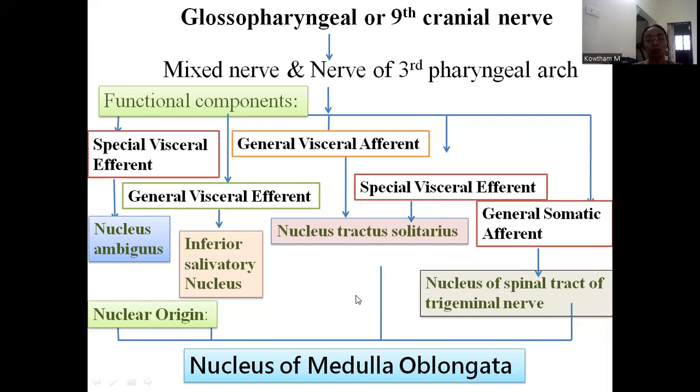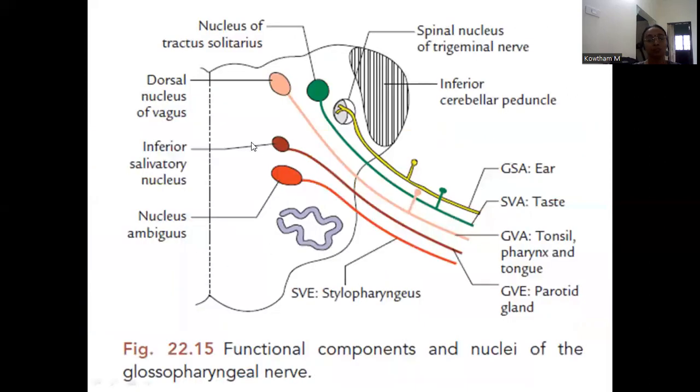The next slide is about the course and relations of the glossopharyngeal nerve. Before going in, this is a section of the medulla at the level of the inferior olivary nucleus. You can see the nucleus ambiguus, inferior salivatory nucleus, dorsal nucleus of vagus, and nucleus tractus solitarius. These elevations are the pyramid, olive, and inferior cerebellar peduncle. Now, the rootlets of the glossopharyngeal nerve arising from these nuclei all pass through the posterolateral sulcus between the inferior olivary nucleus and the inferior cerebellar peduncle.